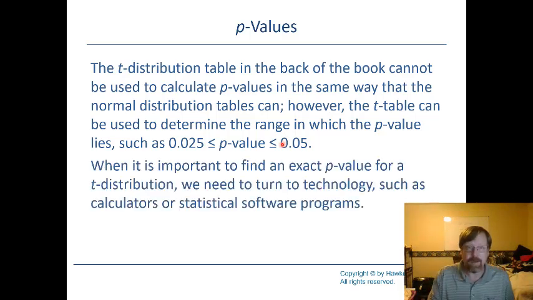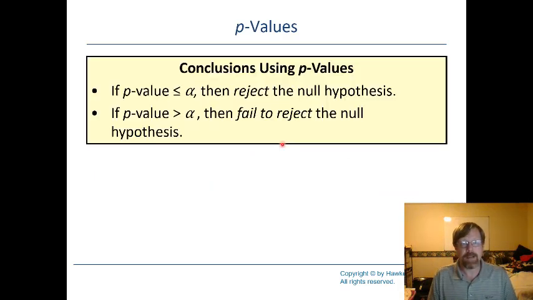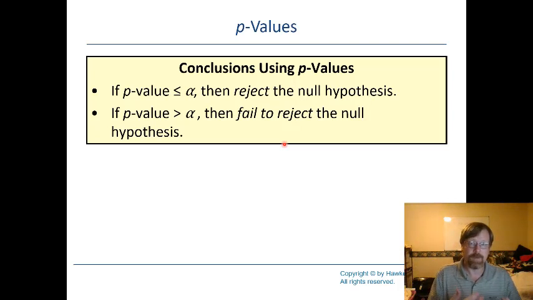If we need to find it exactly, we have to turn to a calculator or Excel or something like that, just because that's not the way t-value tables have been created. Again, using p-values, if the p-value is less than the significance level, you reject the null hypothesis in favor of the research hypothesis. If the p-value is greater than the significance level, you fail to reject the null hypothesis.